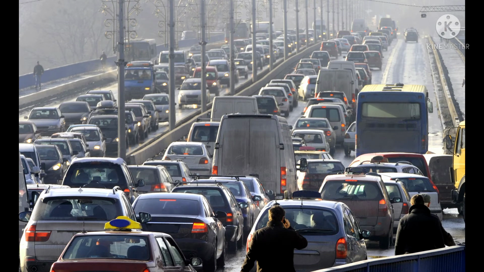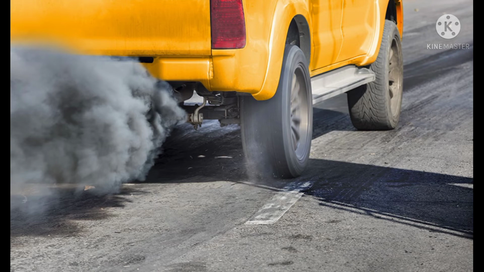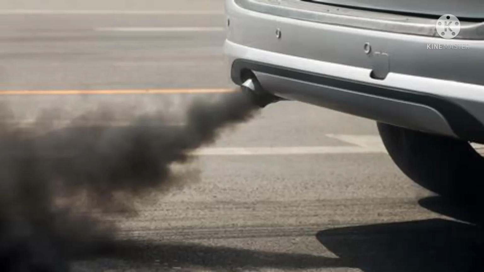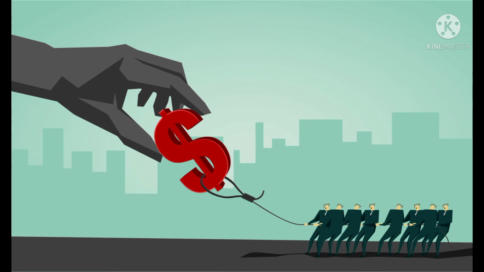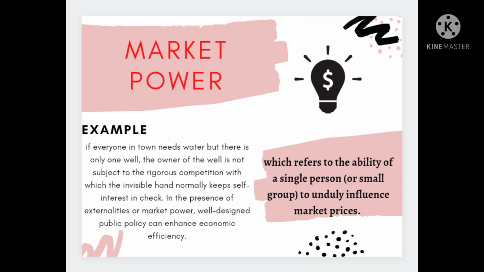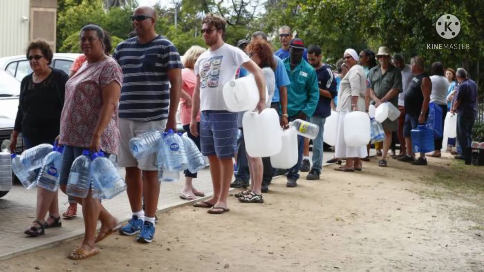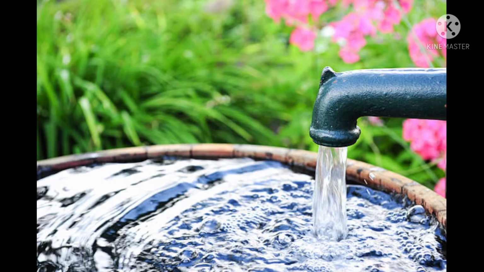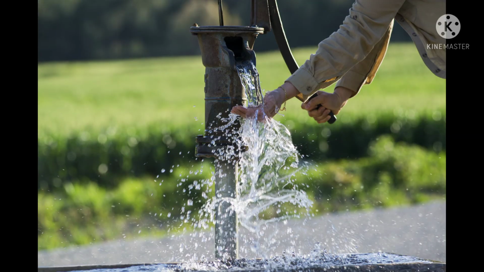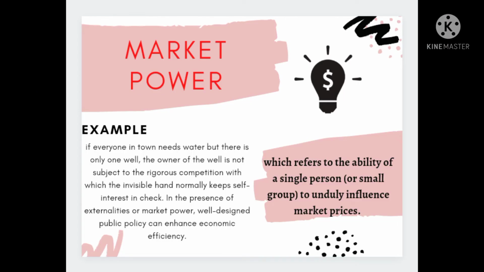The cost of air pollution to society is not paid by either the producer or user of motorized transport. Another possible cause of market failure is market power, which refers to the ability of a single person or small group to unduly influence market prices. For example, if everyone in town needs water but there is only one well, the owner of the well is not subject to the rigorous competition with which the invisible hand normally keeps self-interest in check. In the presence of externality or market power, well-designed public policy can enhance economic efficiency.